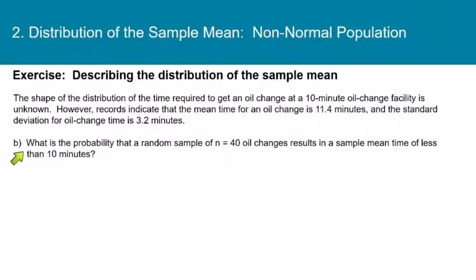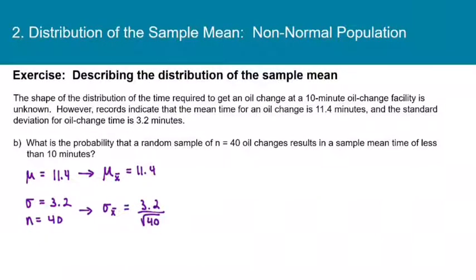Now part B asks us, what is the probability that a random sample of n equals 40 oil changes results in a sample mean time of less than 10 minutes? Since n is greater than 30, we can use the z-table to find this probability. So let's write down what we know. Since mu equals 11.4, mu sub x bar will also equal 11.4. And since sigma is 3.2 and n is 40, sigma sub x bar will be 3.2 over the square root of 40.